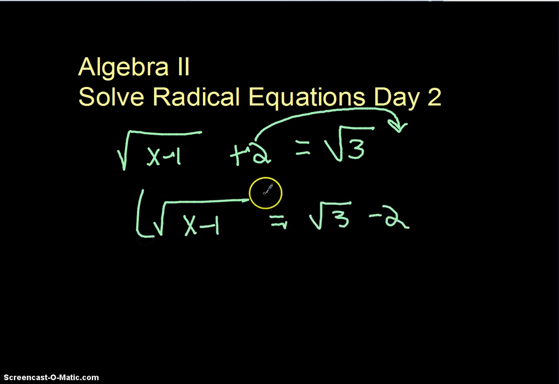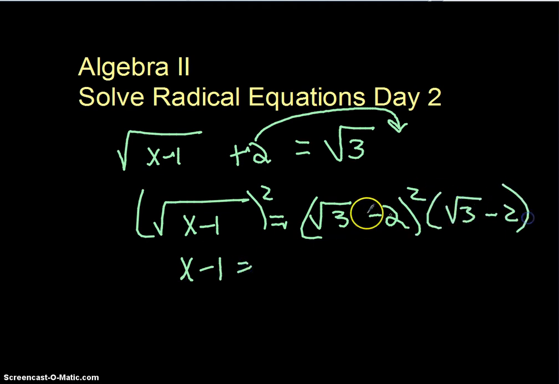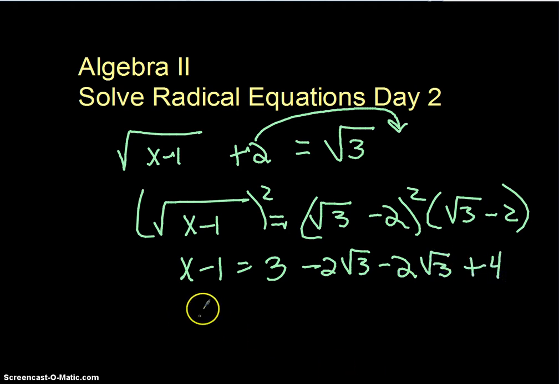You're going to square both sides. Notice I put all of that side in parentheses and then squared it. So x minus 1 is equal to the square root of 3 minus 2 squared, which means write it again and distribute or do FOIL. So square root of 3 times square root of 3 is 3, minus 2 square root of 3, minus 2 square root of 3, plus 4. Combine your like terms. X minus 1 is equal to 3 plus 4 is 7 minus 4 square root of 3. You still have a square root.